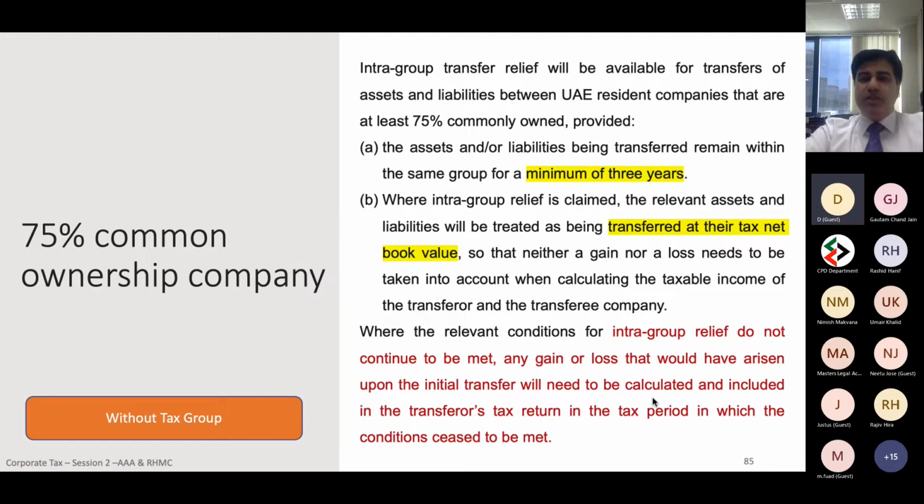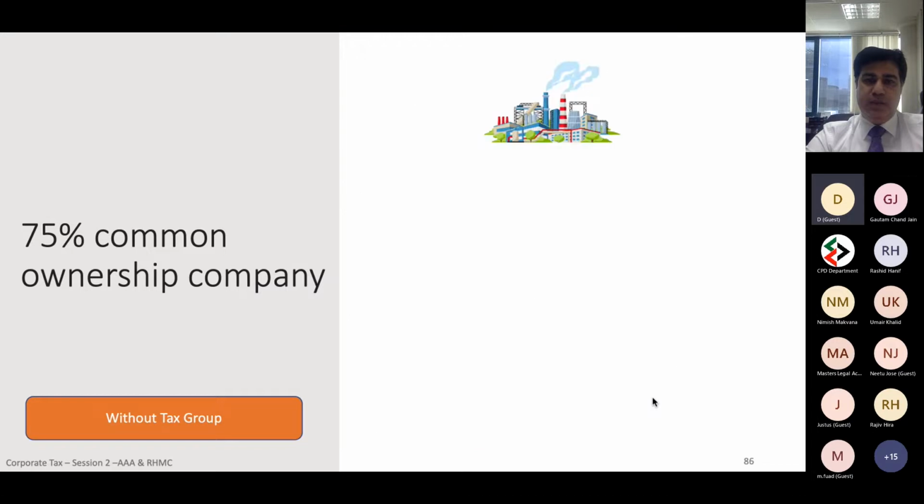So I'll use a word. This is not an elimination of tax. This is only a deferment of tax. So you end up deferring the tax to the next period, or the entity will end up paying taxes at a later stage. Interesting section, quite a lot of intricacies I think will come up in the rule book also on this.